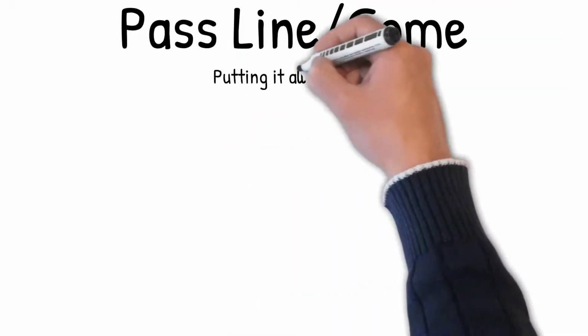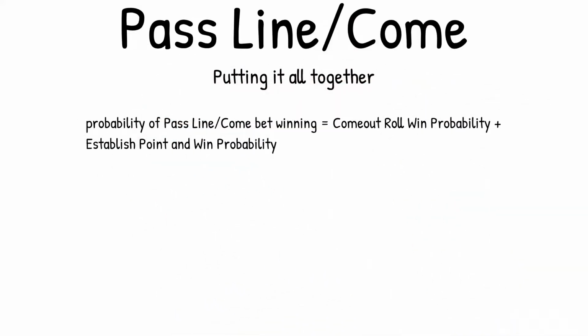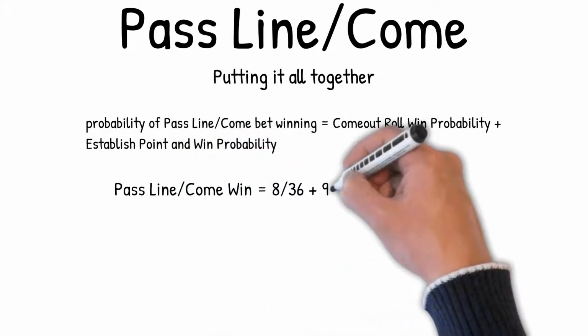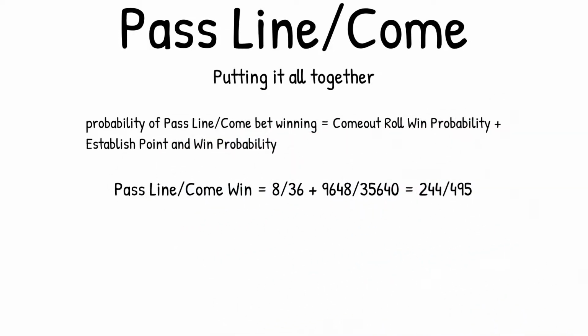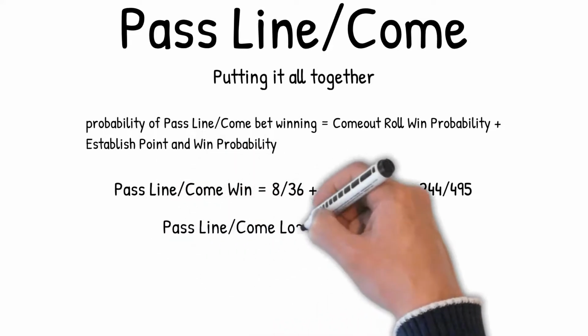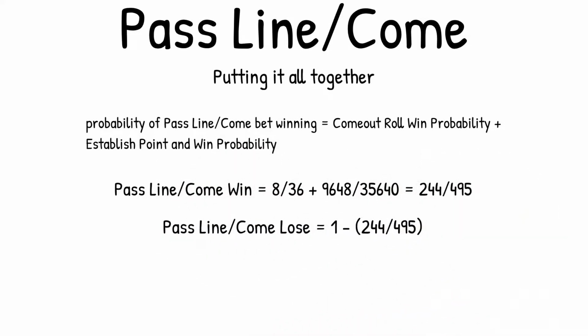Putting it all together, the probability of a pass line come bet winning is equal to the come out roll win probability plus establishing a point and win probability. Pass line come bet win is equal to 8 over 36 plus 9648 over 35640 equals 244 over 495. Pass line come bet losing equals 1 minus 244 over 495.